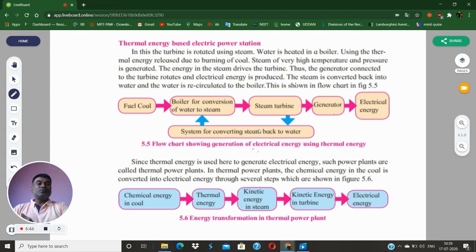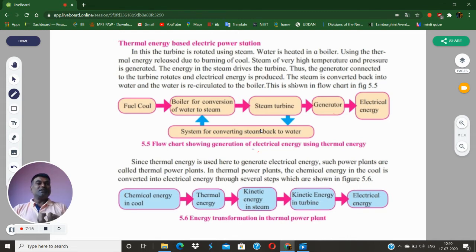And how will we produce the steam here? We will convert water into steam by boiling the water with the help of a boiler. And for obtaining the heat energy, we will use a fossil fuel, that is coal. We have burned it.